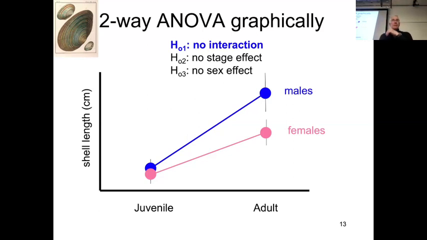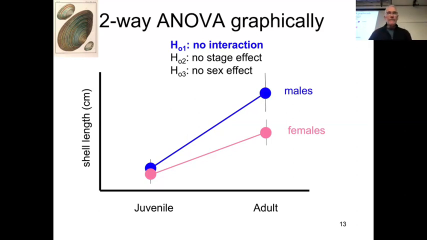The other way, and this is, again, slightly mind-blowing, I guess, is I could say the effect of age depends on which sex I'm looking at. So if I look at males, yeah, males go from a couple of centimeters to 20 centimeters. Females go from a couple of centimeters to just 10 or 15. So either way, the effect of the one categorical variable depends on the level of the other that you're at. That's the characterization of an interaction.